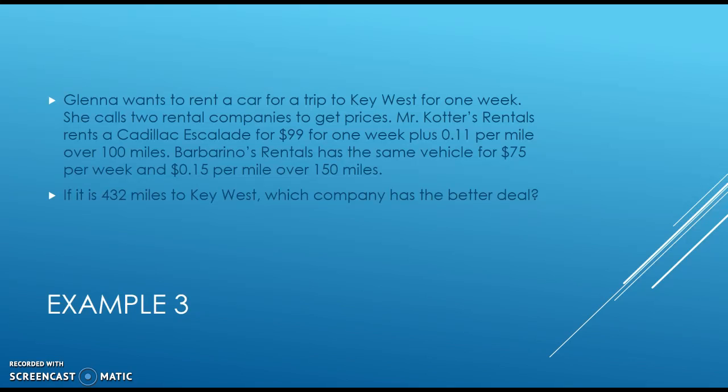In our last example, example 3, I've got Glenna who is wanting to rent a car for a trip to Key West for 1 week. She calls 2 rental companies to get prices. Mr. Cotter's Rentals rents a Cadillac Escalade, she's getting fancy for this trip, for $99 for 1 week plus 11 cents per mile. And there should be a dollar sign in there. That's bad typing. Okay, per mile over 100 miles. Barbarino's Rentals has the same vehicle for $75 per week and 15 cents per mile over 150. If it's 432 miles to Key West, which company has a better deal?